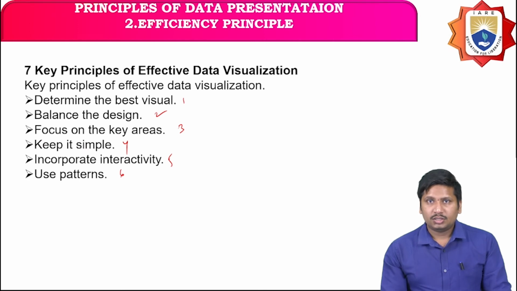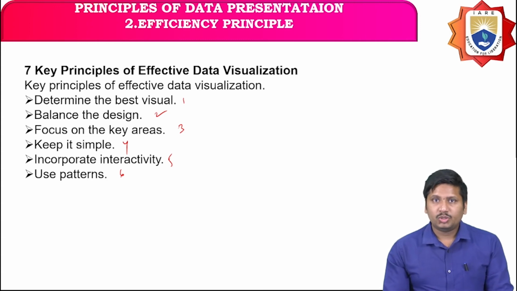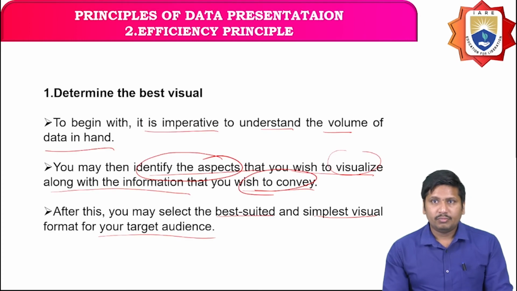So there are 7 key principles for effective data visualization. The first is to determine the best visual, then balance the design, focus on the key areas, keep it simple, incorporate interactivity, and use patterns. These 7 key principles have to be followed: determine the best visual, balance the design, focus on the key areas, keep it simple, incorporate interactivity, and use patterns.